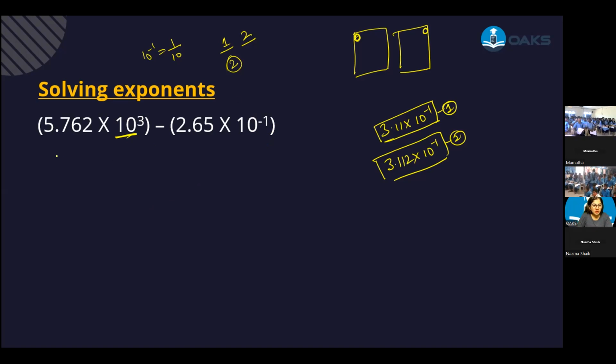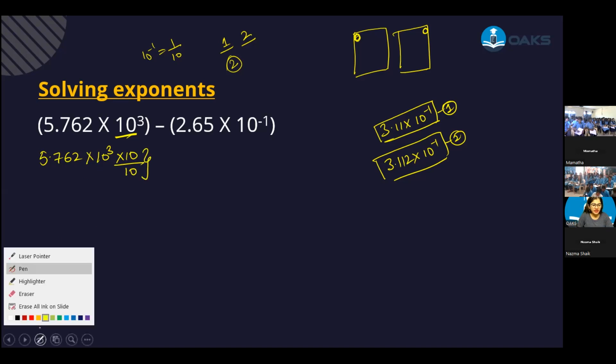Okay. So let's just solve this part. Everybody is choosing 10 raised to power minus 1, so I'll be doing the same. Now, what I need here, I need 10 raised to power 3 and I need extra 10 here. So I am multiplying and dividing by 10. Everybody understand this part? Everyone? No? Okay, 1 second. I am writing it again.